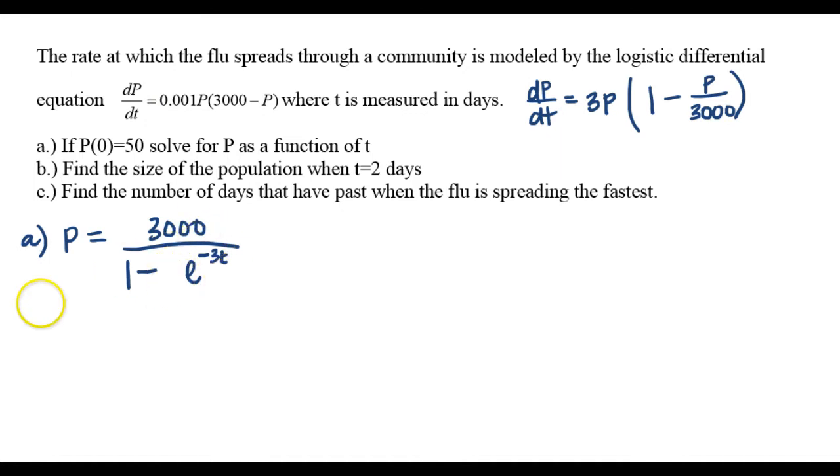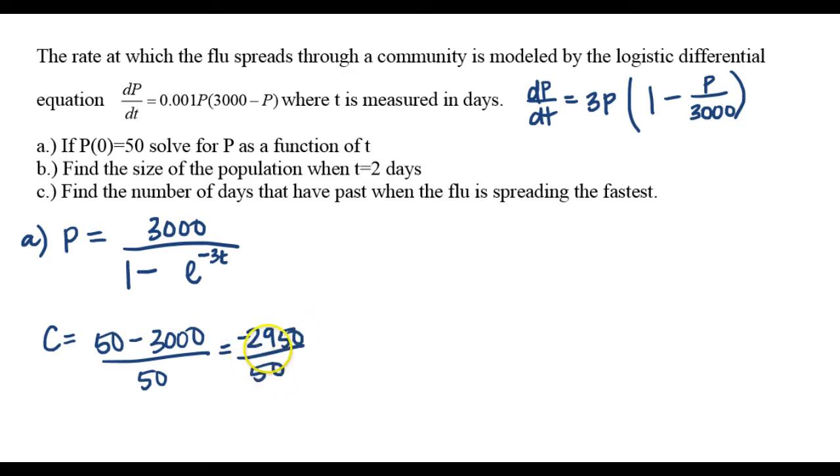So now I need to solve for that c, so let's remember the formula for c is the initial condition, so 50, minus L, so L is 3000 in this case, over the initial condition again, 50. So this is going to be pretty big. This is going to be negative 2950 over 50, which divides in evenly 59 times. So negative 59 is my value for C. So since this was minus a negative, it'll be plus 59 e to the negative 3t. So part A is solved. Using my initial condition, we wrote p as a function of t.